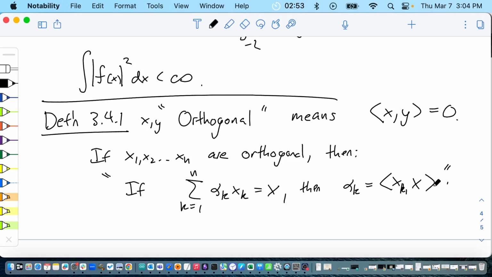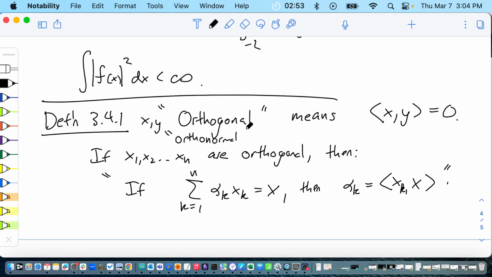Because if they're orthogonal, you do the inner product of this thing. You take both sides, you take the inner product with xk, and then almost every single thing in the sum will be 0, and you'll just have one term left over, and that term will be alpha k, and then on the right-hand side you have xk with x. Oh, these aren't orthogonal. These are orthonormal. Let me write orthonormal. I'll give you the definition for that as well.